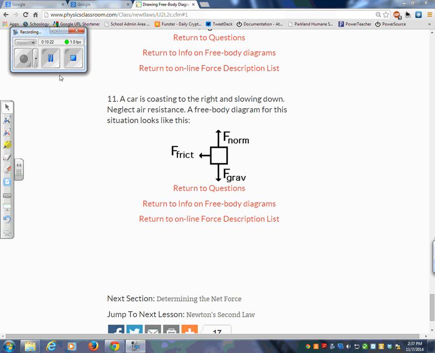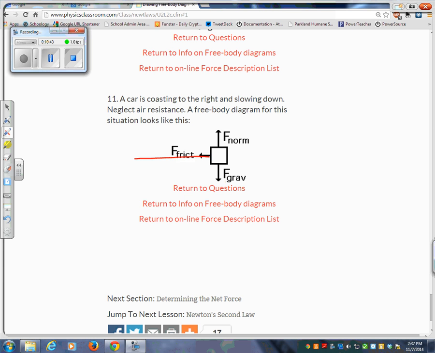Okay. In number 11, it says the car is coasting to the right and slowing down. Neglect air resistance. Why is it slowing down if we're neglecting air resistance? Is it the road? I guess road, like rolling friction. Yeah. If there was air resistance, I guess all that would happen would be that would be bigger, right? Yeah. So it's coasting. There is no applied force to the right.